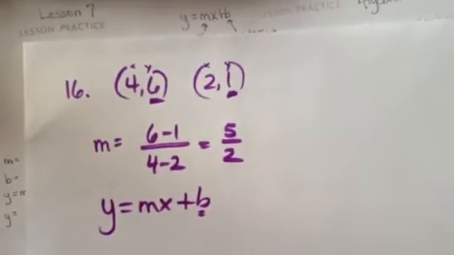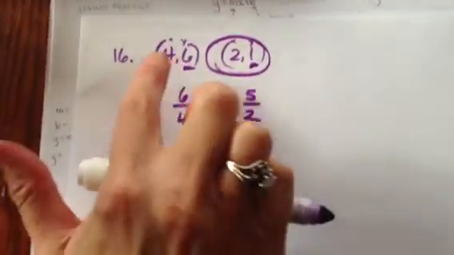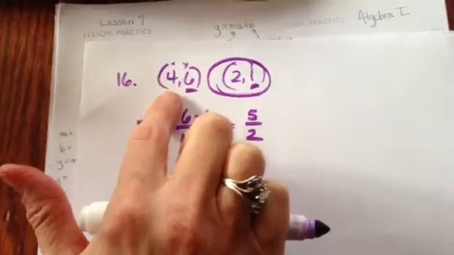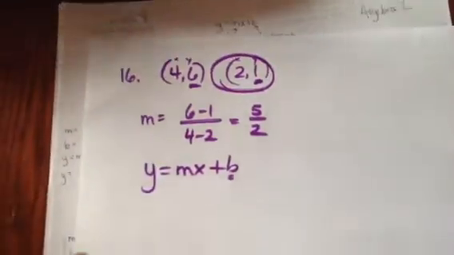Remember, that's your b value. I'm going to pick this one just because the numbers are smaller. You would get the same answer even if you use that point because these are 2 points on the same line. So that, to me, is really cool.